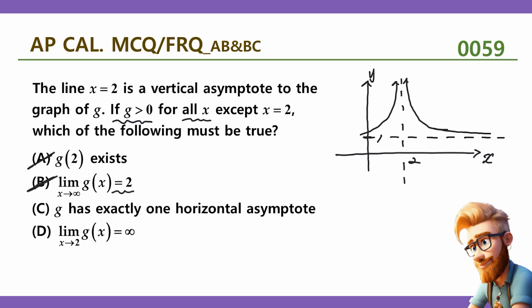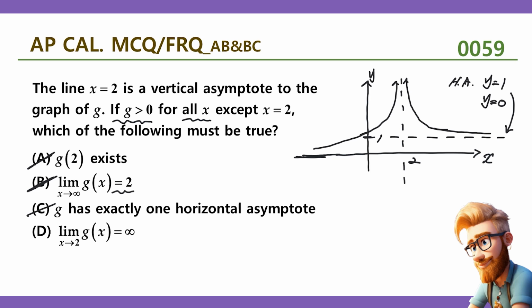Okay, now answer choice C. g has exactly one horizontal asymptote. We could have one horizontal asymptote, or we could have no horizontal asymptote, or we could have more than one horizontal asymptote, which means 2 horizontal asymptotes. We could have this graph, right? Let's say this approaches 0 as x approaches negative infinity. Then if we have this type of graph, horizontal asymptote is y is equal to 1, right? And y is equal to 0, right? We could have 2 horizontal asymptotes. So that's not always true, right?